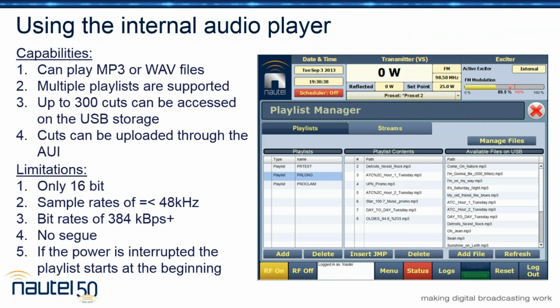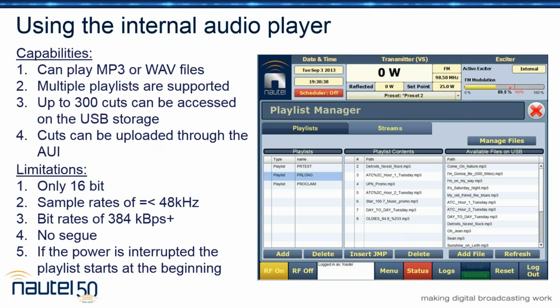There's the capability within these transmitters to plug in a USB storage device, whether it's a USB dongle or a USB hard drive. You can have about 300 cuts on that USB storage. You can play MP3 or WAV files. Multiple playlists are supported. You can create a playlist and play it out. And cuts can even be uploaded through the AUI, and the playlist can be changed through the AUI.